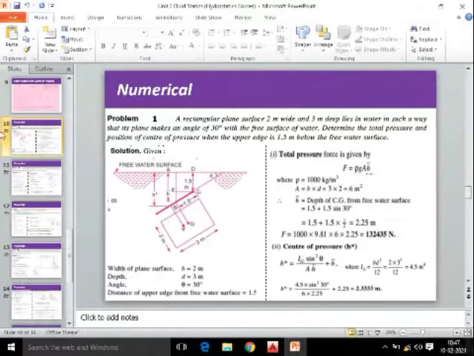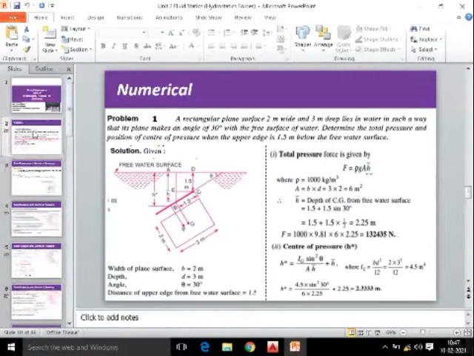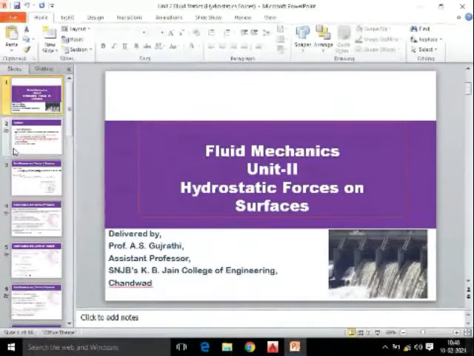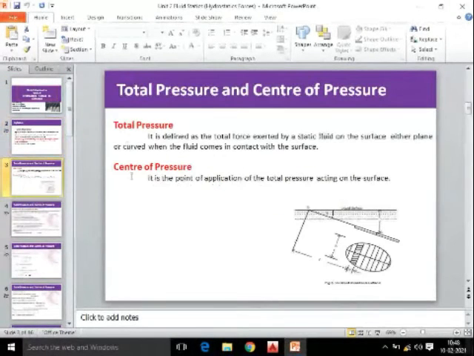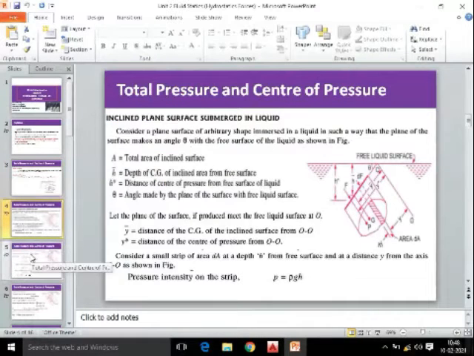Welcome to today's lecture. So in our last lecture, we had started with hydrostatic forces on surface. We had defined what is total pressure force and center of pressure. Total pressure force is nothing but the force exerted by the static fluid on the given surface when the surface is immersed inside the liquid. And the point of application of this total pressure force is called the center of pressure. We had seen two derivations in our last lecture.